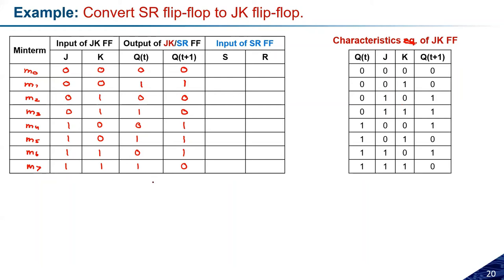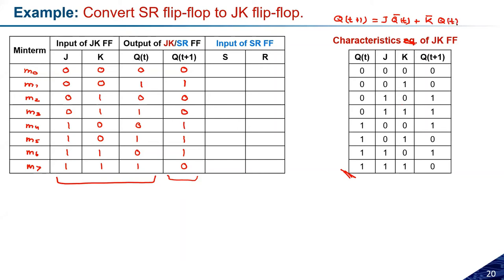So these three columns can be prepared directly without doing anything. But to prepare this QT plus one column, you should know the characteristics table or the characteristic equation of the JK flip-flop. If you don't want to use the characteristics table, you can use the characteristic equation as well, because we know that QT plus one for the JK flip-flop is J QT bar plus K bar QT.